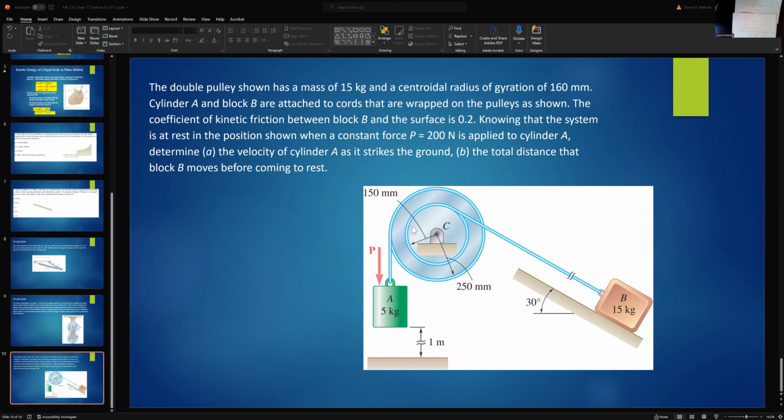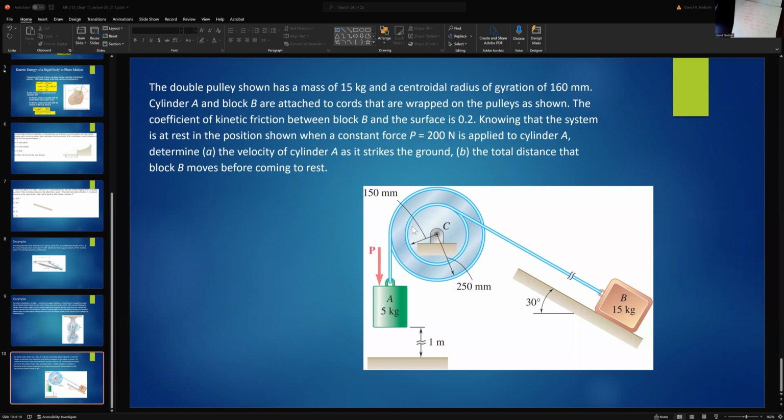If we look at the basis of it, we have a double pulley and this 15 kilogram mass that's being slid up an incline. We're given the kinetic coefficient of friction. And then we have the cylinder block A that is falling. We know the system is at rest in the position shown, and then they apply a 200 Newton force. So our initial positions are all 0. And we want to determine the velocity of cylinder A as it strikes the ground.